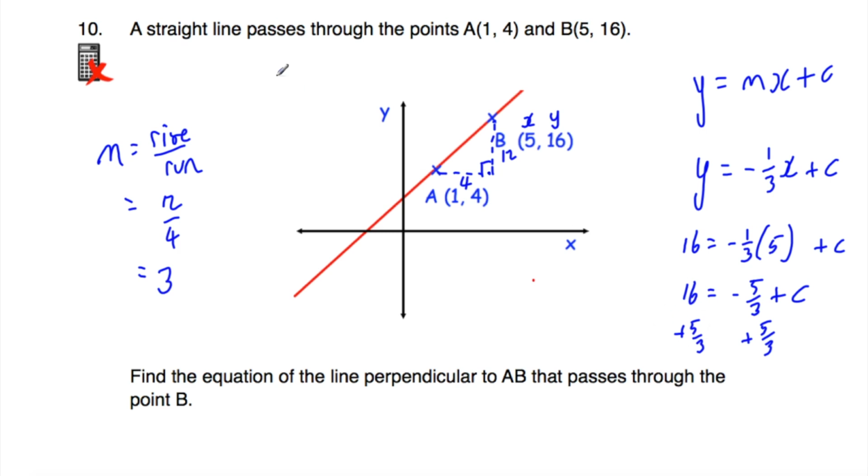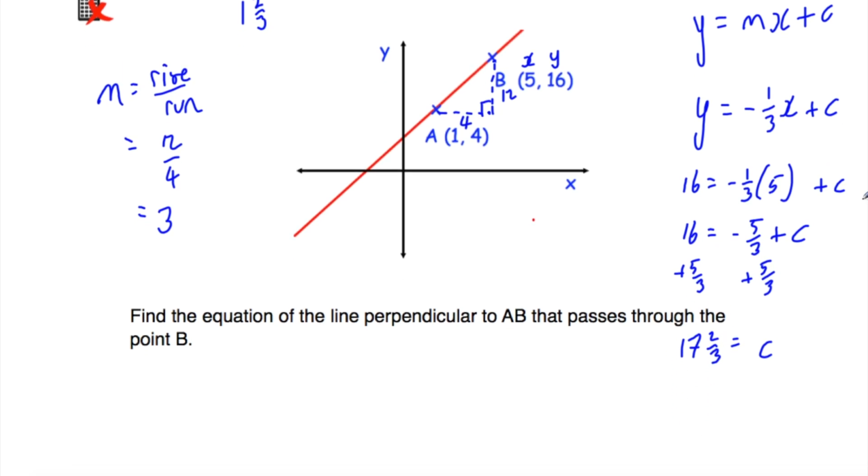Now in terms of 5/3, 5/3 would be 1 and 2/3. So we've got 16 plus 1 and 2/3, which would be 17 and 2/3. So we get that 17 and 2/3 is equal to, and then we had minus 5/3 plus 5/3, so that's 0, so that's equal to c. So we now know that the y-intercept is 17 and 2/3. Now you could write this as a top-heavy fraction if you wanted to, which would be 53/3. Or alternatively, you could leave it as a mixed number.